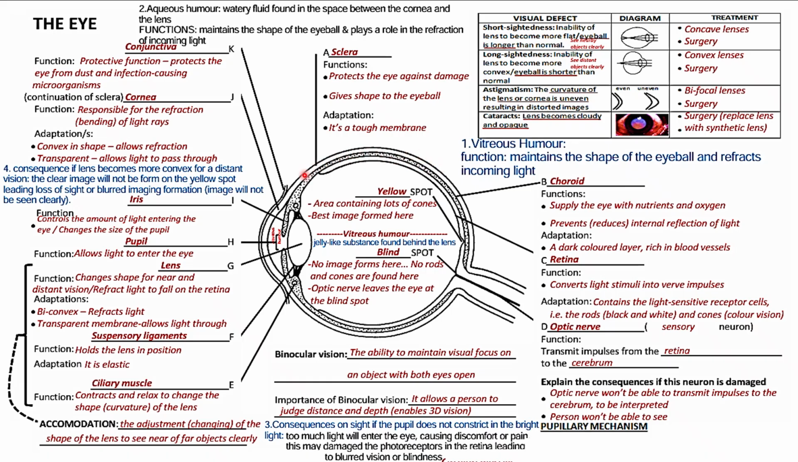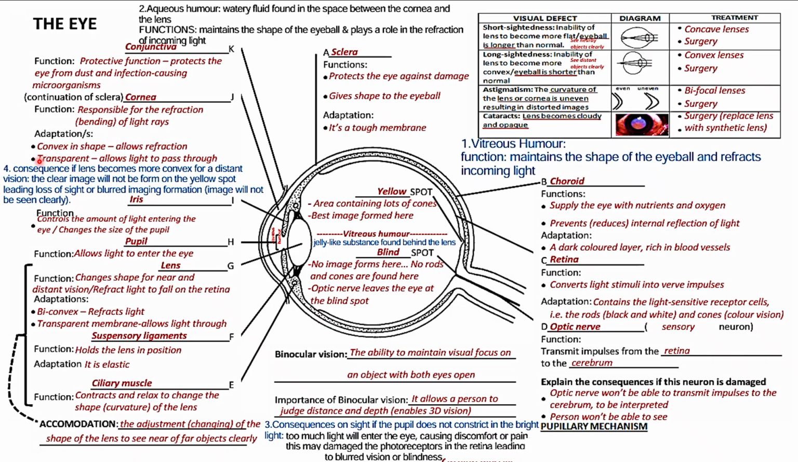Now the sclera continues to the front part of the eye, and once it reaches the front part of the eye, it changes in nature. It becomes transparent. And once it becomes transparent, the name changes to cornea. So we have the cornea here, and it's a continuation of the sclera, but it is transparent. Its function is to refract light. Refraction here is bending of light. So the function of the cornea is to refract light, or to bend light rays.